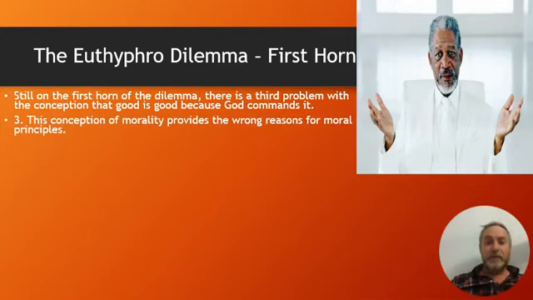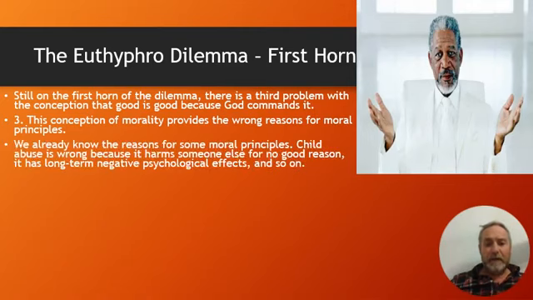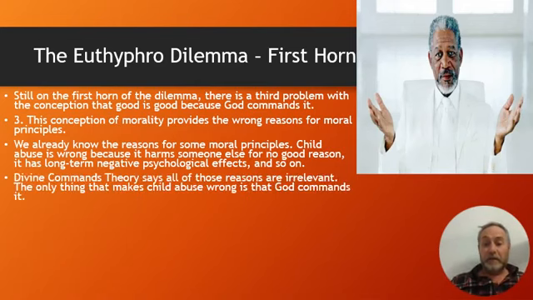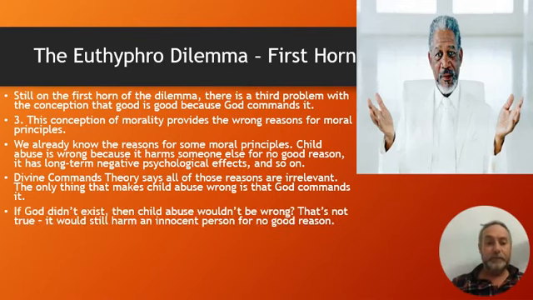The third problem is it seems to provide the wrong reasons for our moral principles. It seems odd to say, why is murder wrong? Because God said so. God, why did you say so? There's no answer beyond that, right? Because we actually do have reasons. We know what the reasons are for why murder is wrong, and for why things like child abuse are wrong. It's because it harms. Child abuse is wrong because it harms an innocent person for no good reason. It has long-term negative psychological effects. You ask anybody why child abuse is wrong, they'll give you a whole host of reasons. But divine command theory says, no, no, those are not the reasons. Those reasons are irrelevant. The only reason that child abuse is wrong is because God commands it, period.